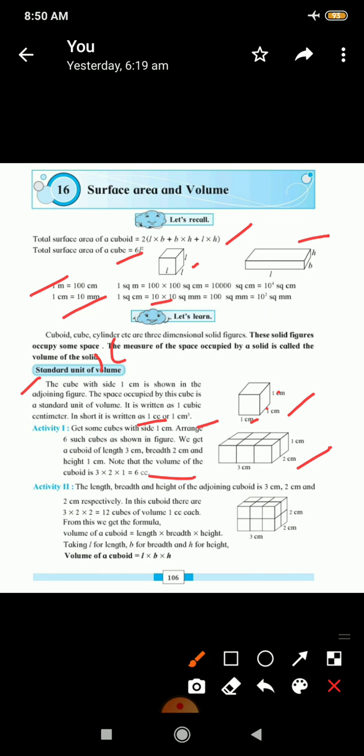Let us go to the second activity. The length, breadth and height of the adjoining cuboid are 3 centimeters, 2 centimeters and 2 centimeters respectively. In this cuboid, there are 3 into 2 into 2, that is 12 cubes of volume 1 cc each. So from this we get the formula. Volume of the cuboid is equal to length into breadth into height, taking L for length, B for breadth and H for height. Formula for volume of a cuboid is L into B into H. So I hope you have followed this formula and you should learn this formula.